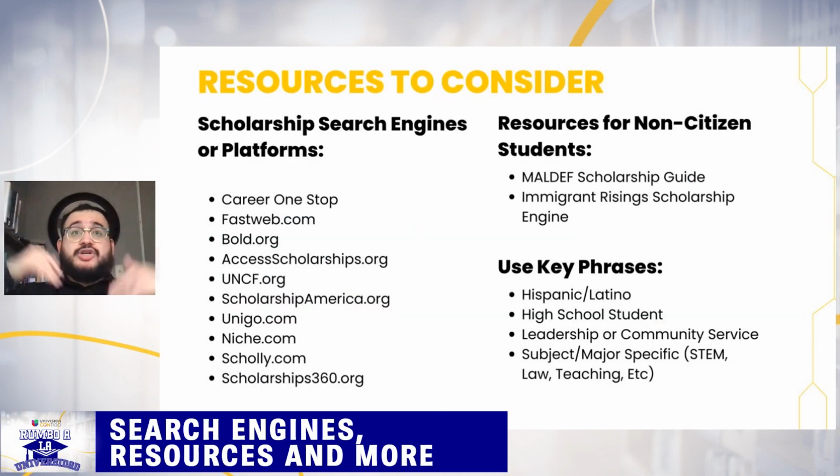Now, here's a quick list of websites that are amazing for you to use, right? There's Career One Stop, which is funded by the US Department of Labor, and fastweb.com, which might be one of the ones you already know. All those on the list are what are called scholarship search engines, or just platforms that build lists for you so that they meet the demographics that you're interested in exploring, or match the key phrases you're looking for. Resources for non-citizen students.